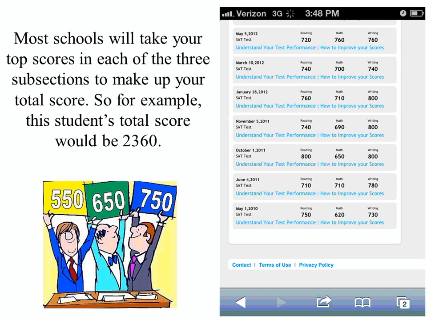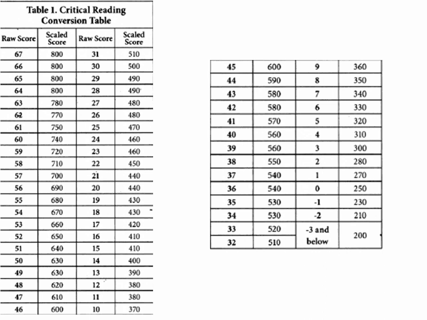So most schools will take your top scores in each of the three sections, the subsections of the test. So those sections are reading and math, which are typically deemed to be the most important, and then the writing section. So for example, if you look at these scores from a student who took the test a ton of times, then you'll see that if you just took the top score in each section, then you'd pick the 800 in reading, the 800 in writing, and the 760 in math. So that student's total score, when you cherry pick the best scores in each subsection, would be 2360. So that's common at most schools.